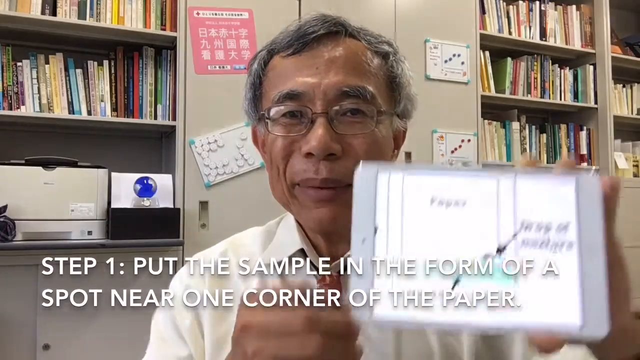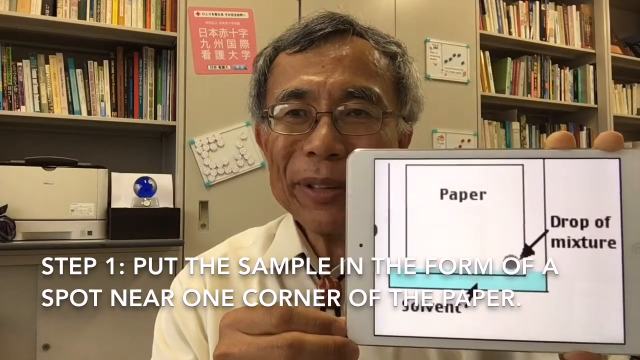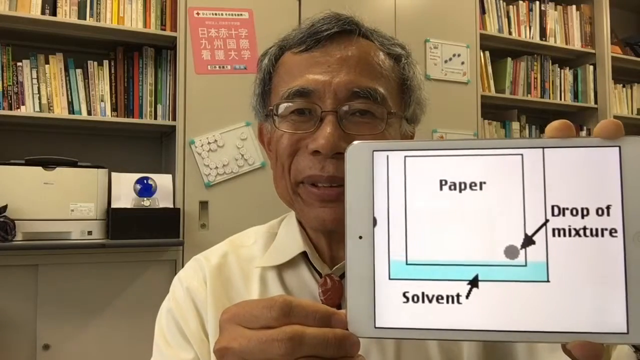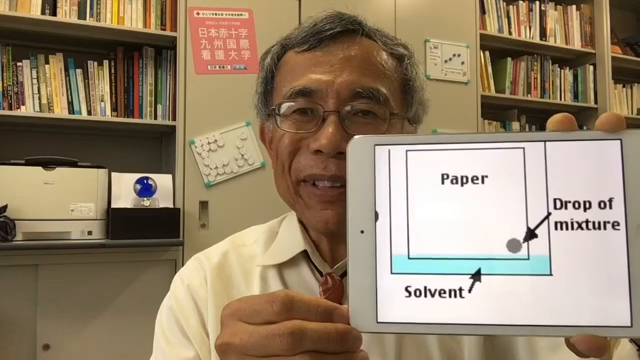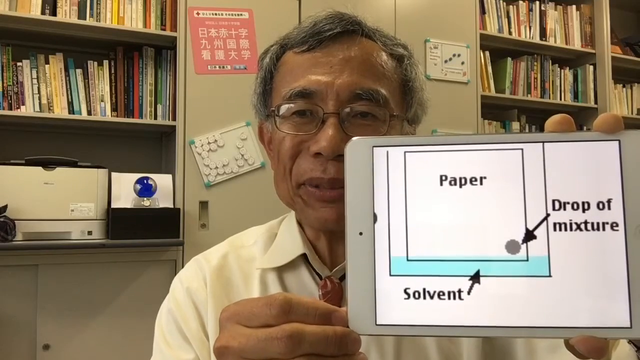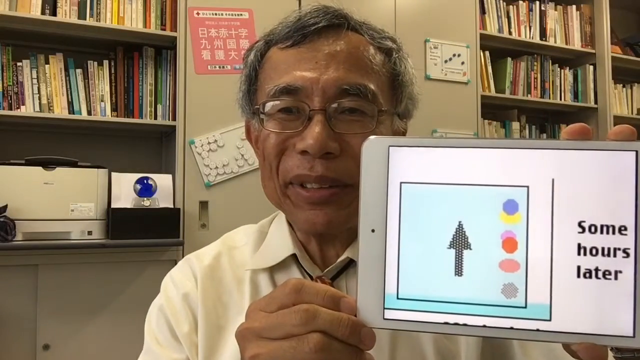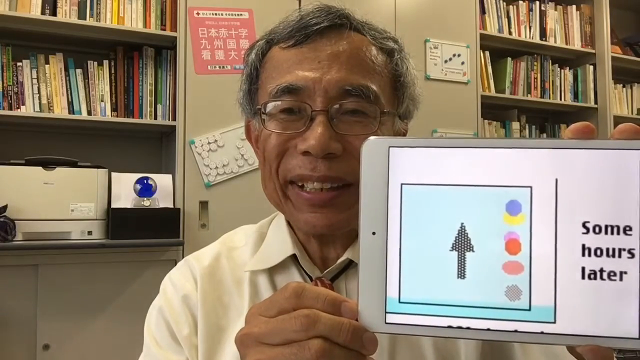Step 1. Put the sample in the form of a spot near one corner of the paper. Apply the first solvent on one side of the paper. The solvent flows in one direction. As a result of development, the sample is separated into components which are apparent on a line.